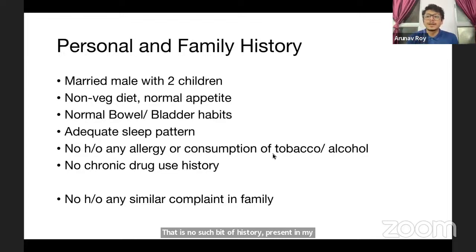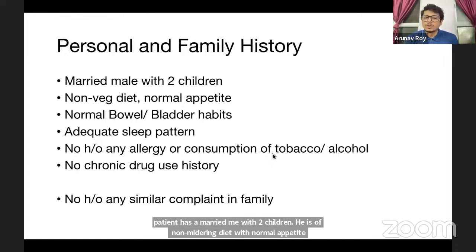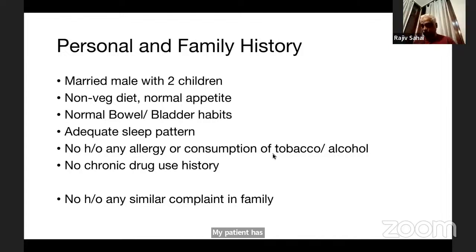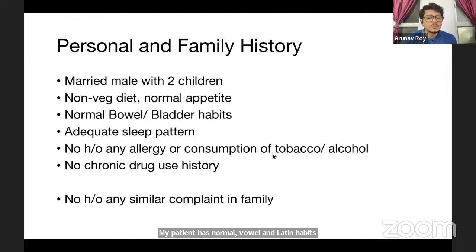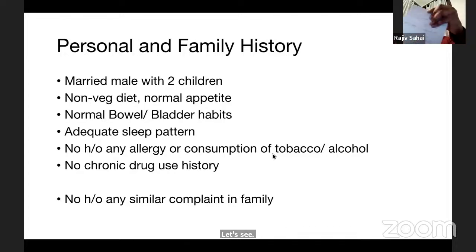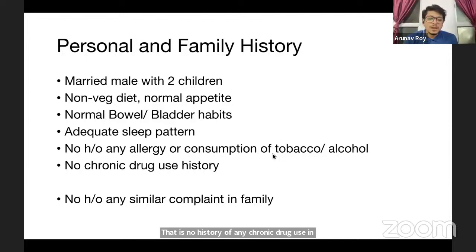Moving on to personal history and family history. My patient is a married male with 2 children. He is of non-vegetarian diet with normal appetite. My patient has normal bowel and bladder habits with adequate sleep pattern and no history of any allergy or consumption of tobacco or alcohol. There is no history of any chronic drug use in my patient. There is no history of any similar complaint in my patient's family.